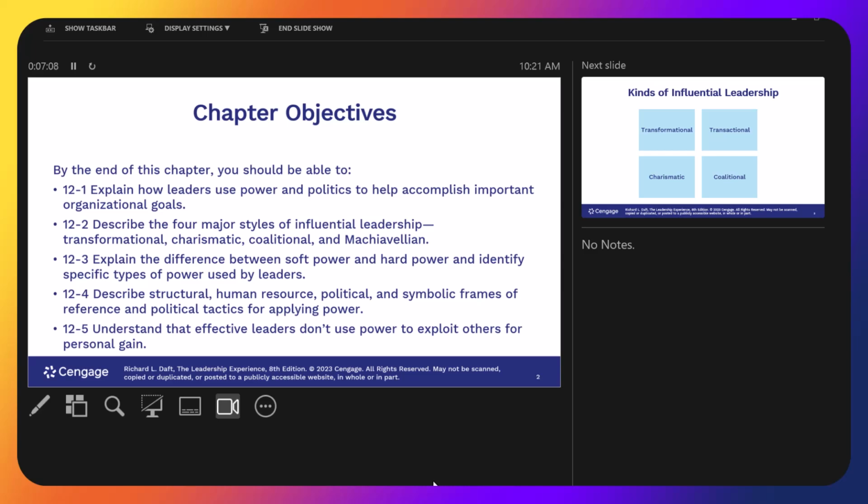Describe cultural, human resource, political, symbolic frames of reference and political tactics for applying pressure. Understand that effective leaders don't use power to exploit others for personal gains.